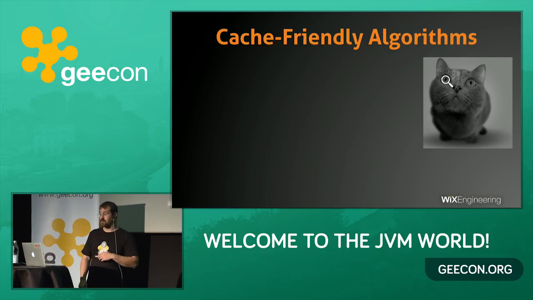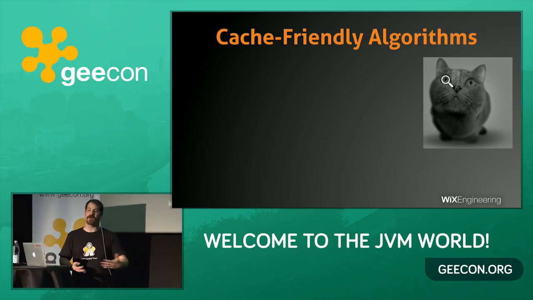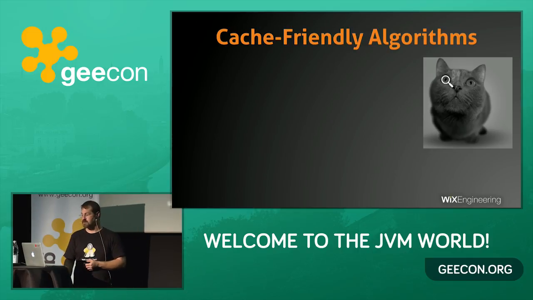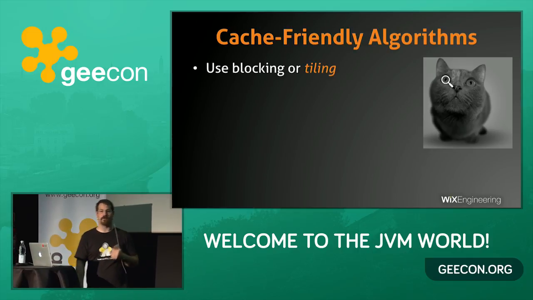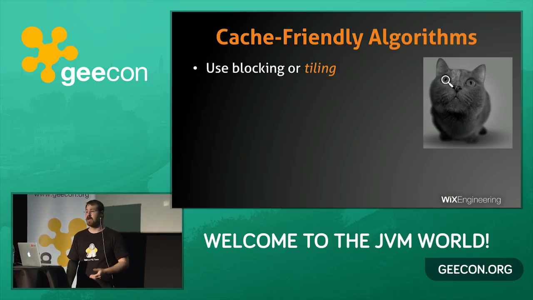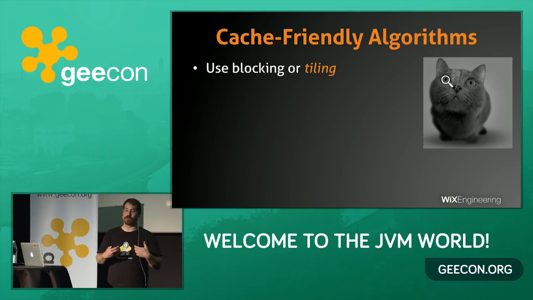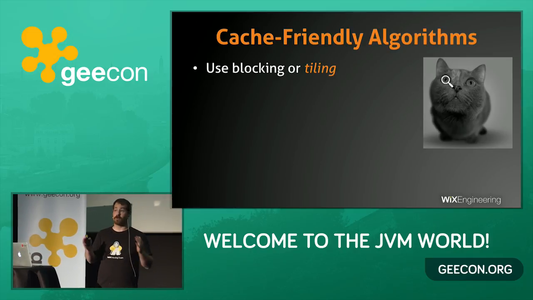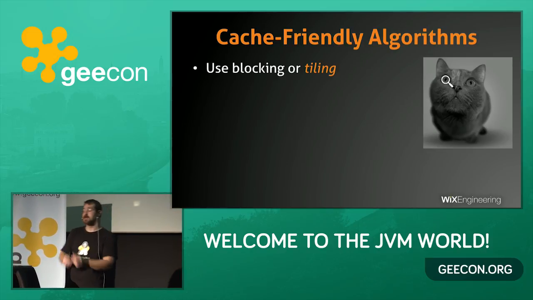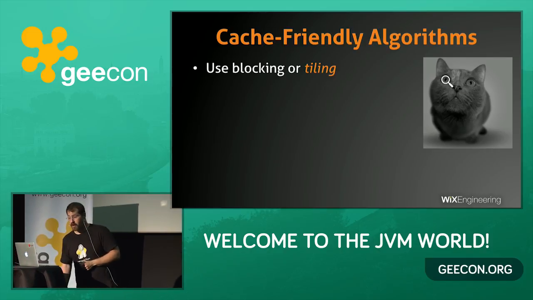So this brings us into this category of algorithms that are called cache-friendly algorithms. In the case of an image rotation, one very trivial technique you would use is called blocking or tiling, which is where, instead of actually processing your whole image at once, you subdivide it into smaller blocks, and you work on each block separately.